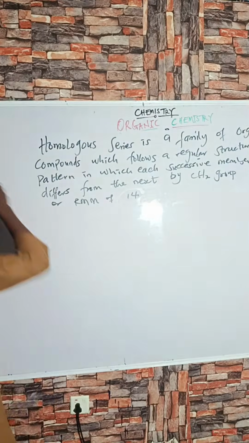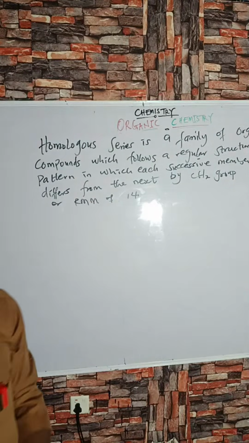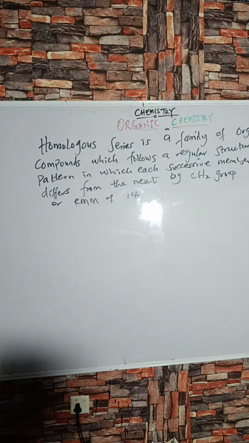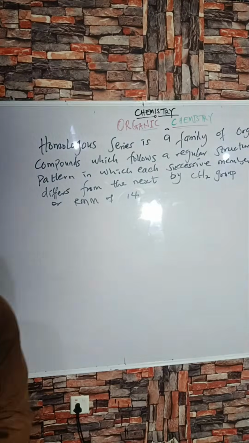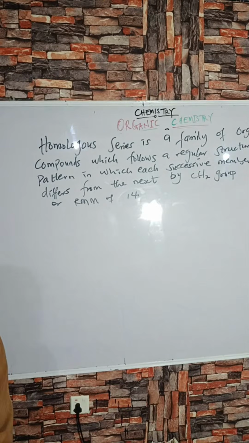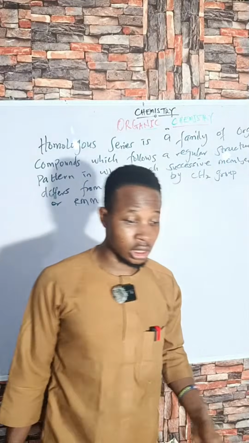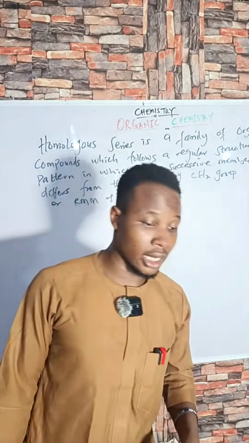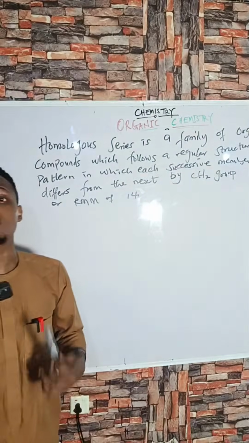Each successive member differs by a CH2 group. Now, beyond that definition, there are some other things we should know about the homologous series, some of the characteristics of the homologous series. The first thing is, of course, in the definition, each member differs by CH2 or a relative molecular mass of 14. That's the first thing that comes to mind. Now, the second thing is in terms of the properties.